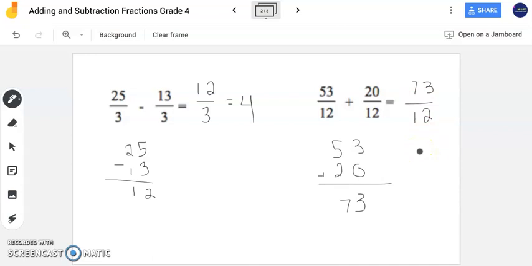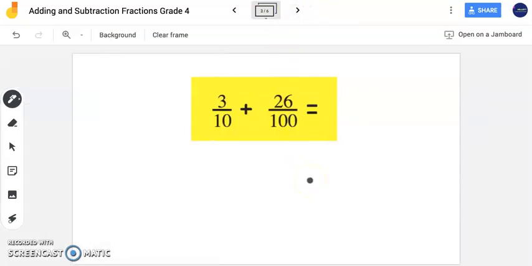This is an improper fraction. You are welcome to leave it as an improper fraction. If I look at 73 divided by 12, I do not get a whole number. You can in fact turn this into a mixed number if you would like, but you're welcome to leave it as 73 twelfths.